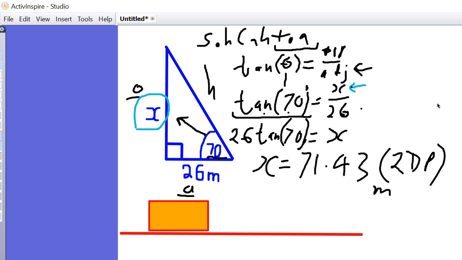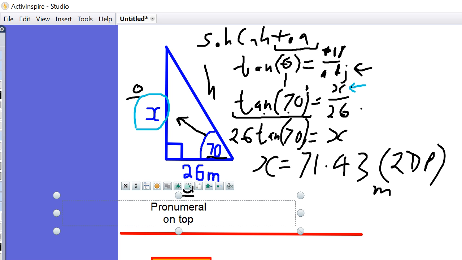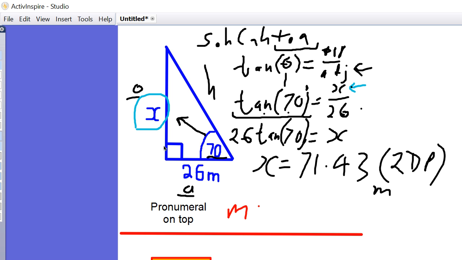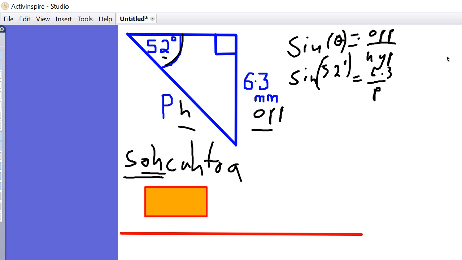I want to point out one thing about this kind of question. The pronumeral was on top, so when it came to rearranging, all I did was multiply. I multiplied when the pronumeral was on top. Anyway, moving right along, let's look at the next one.